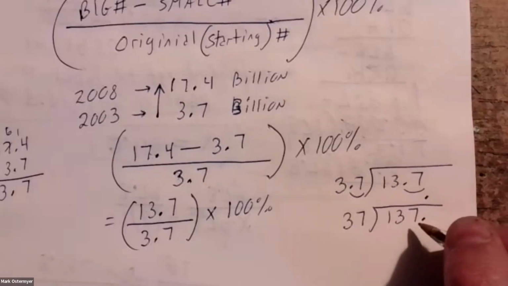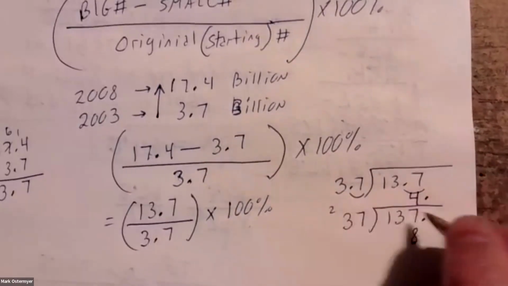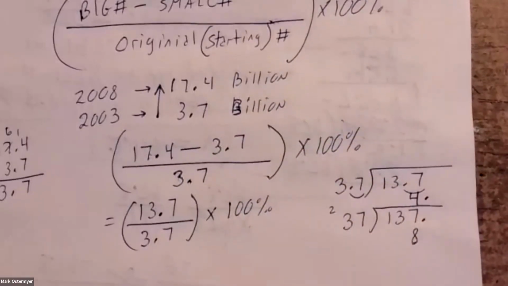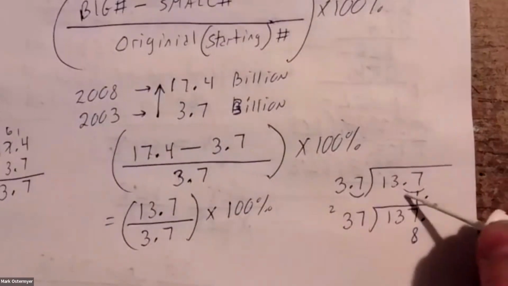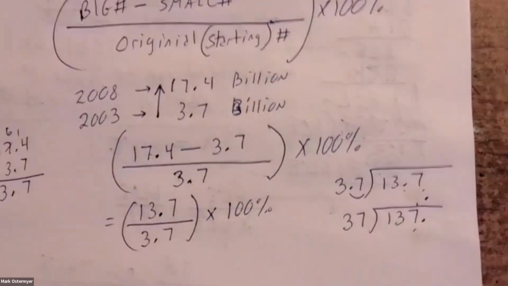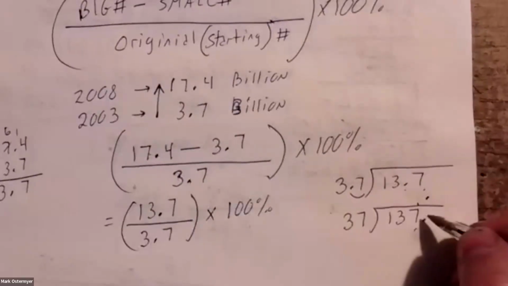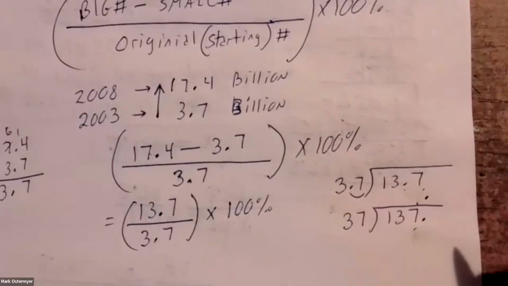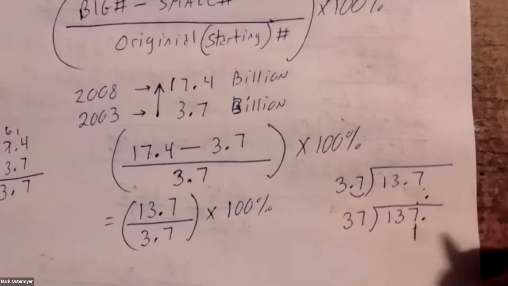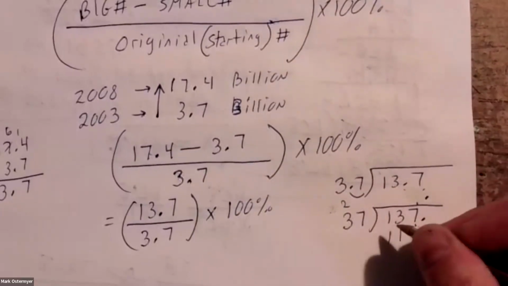6 is too big, 5 is too big, 4 is just right. 4 times 7 is 28, carry the 2. Nope, 4 is too big. How many times does 37 go into 137? Try 3, right? Yes. All right. So 3 times 7 is 21. Carry the 2. 3 times 3 is 9, plus 2 is 11. 111.